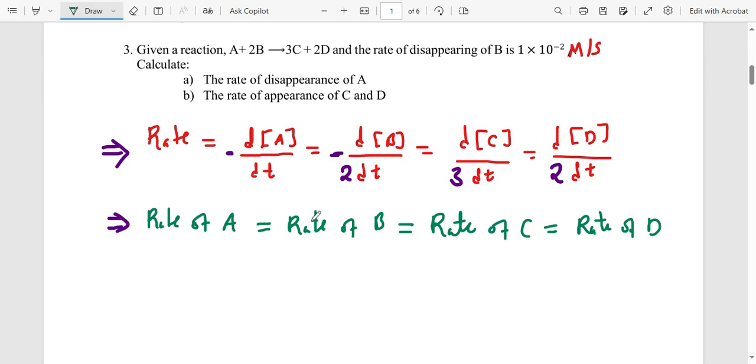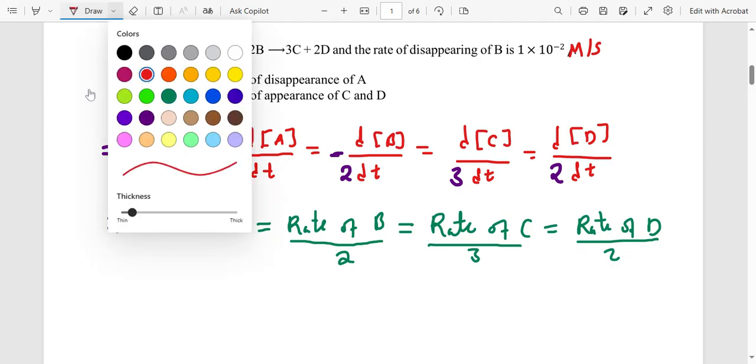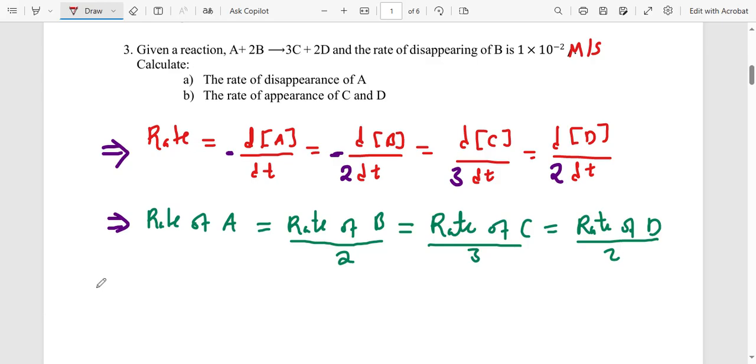For B, it has got a 2, so divide by a 2. C, there is a 3, so divide by a 3. D, there is a 2, so divide by a 2. So these two expressions are important when you are finding rates. Therefore, to answer the first question, we want to find the rate of disappearance of A. We already know the rate of disappearance of B. So just say the rate of A is equal to the rate of B divided by 2.